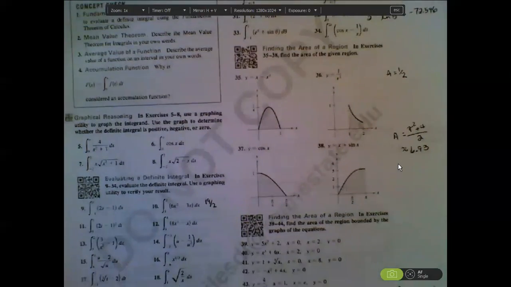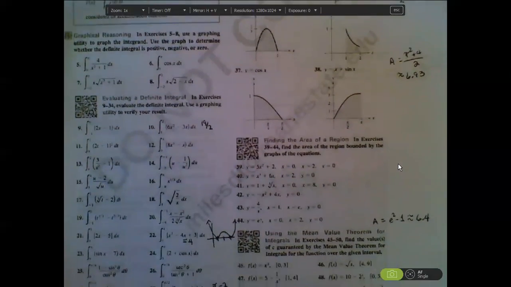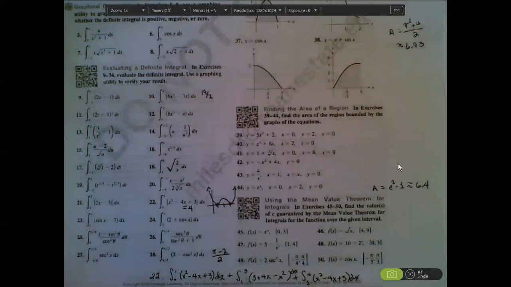get the exact answer, you'd have to know the fundamental theorem of calculus. I mentioned that yesterday when we did 28. You would have to know to find the antiderivative, put in the upper limit, put in the lower limit, and then subtract. That would be a problem.